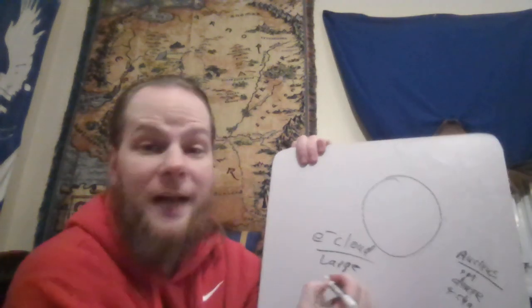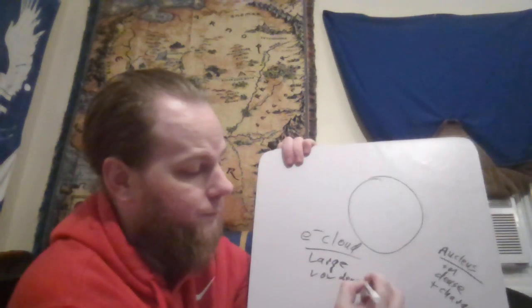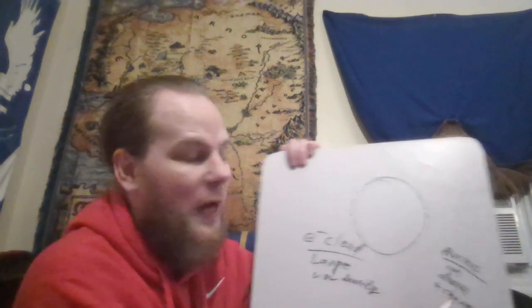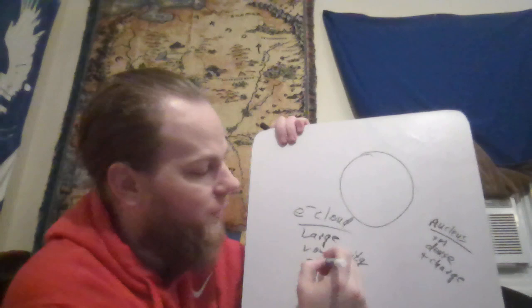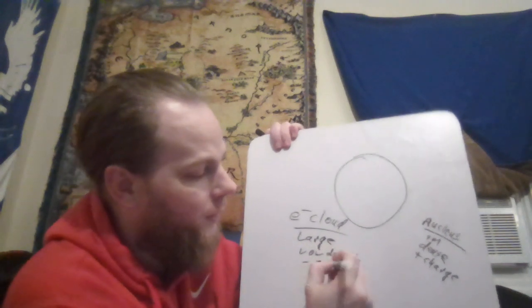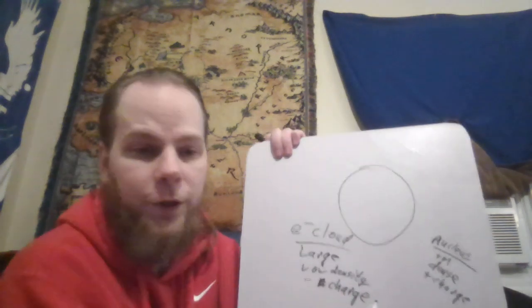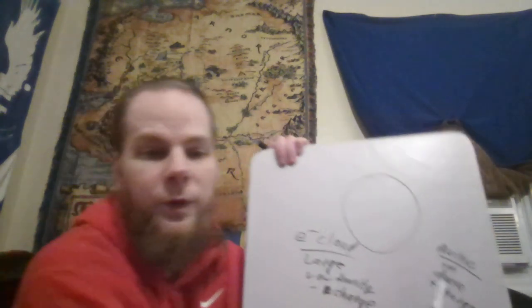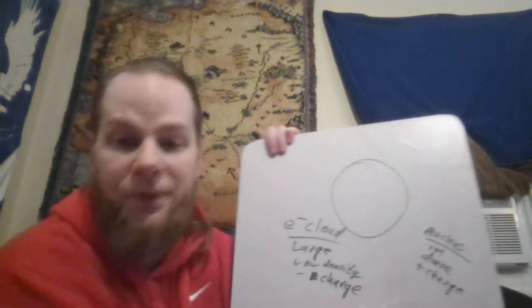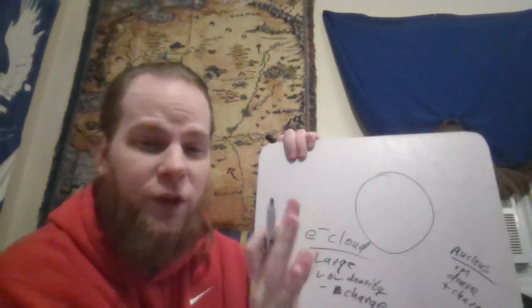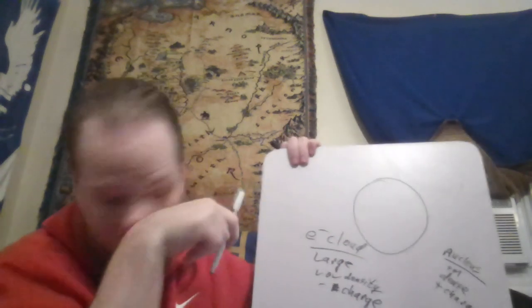It is not dense. It has a very low density. And while the nucleus has a positive charge, the electron cloud has a negative charge. They are opposites of each other. Where one is small, the other is large. Where one has a high density, the other has a low density. And where one is positive, the other one is negative. They're opposites. And that has to do mostly with the stuff that's in them and what is found in those two different regions, which we'll talk about next.